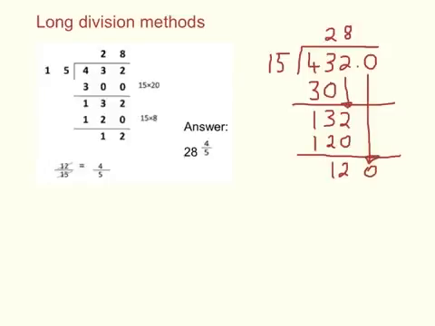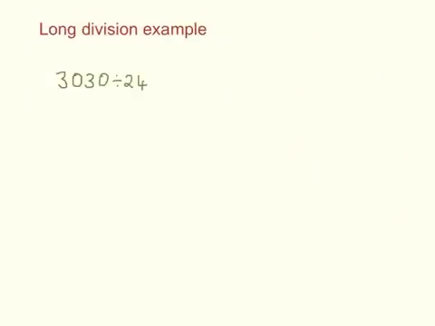Now, I also pull down the next 0. How many 15's in 120? Again, there's 8. I put the decimal point in, take away the final 120, and that leaves me with 0. My answer, 28.8. Let's work through another example of long division stage 2. We lay the question out as normal.